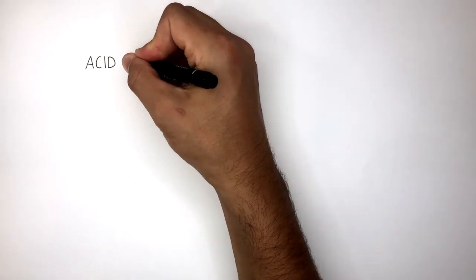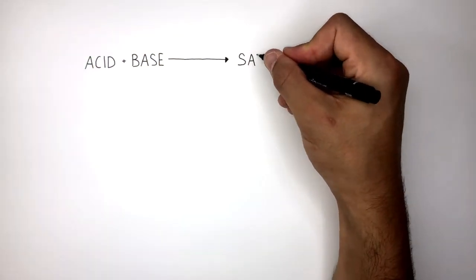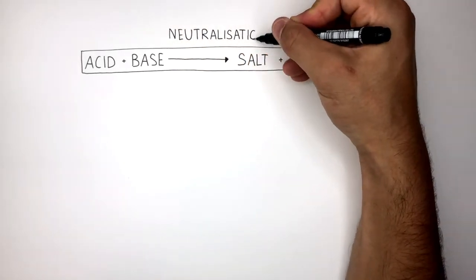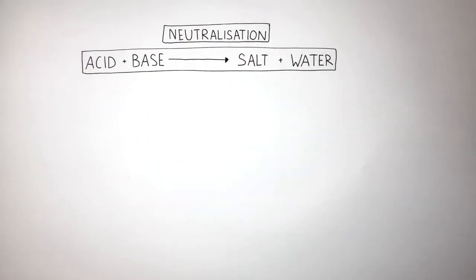When an acid reacts with a base, a salt and water are always formed. This is the general word equation for an acid reacting with a base. And when an acid reacts with a base, this is neutralisation. This is a special type of chemical reaction where an acid reacts with a base to always form a salt and water.